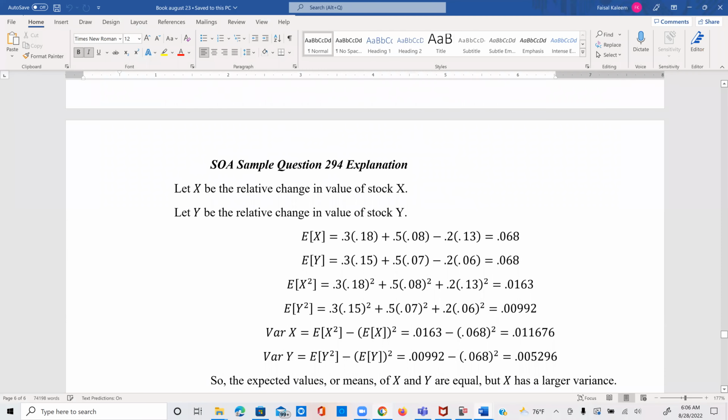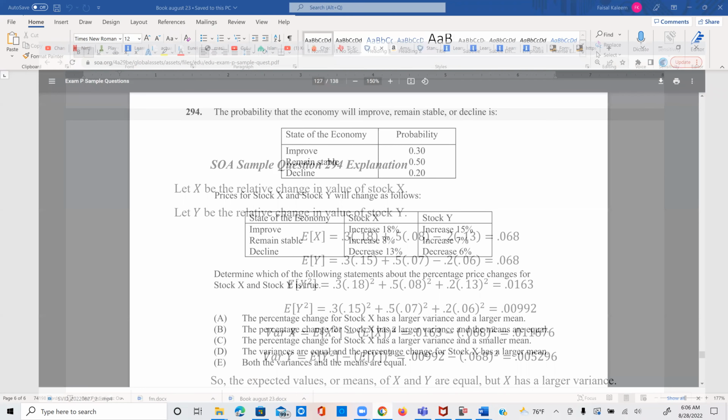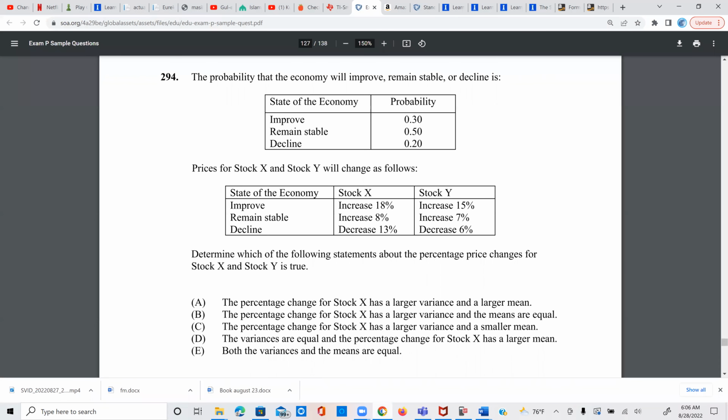So let X be the relative change in value of stock X and Y be the relative change in value of stock Y. So relative change or percentage change could be talked about. The reason why we mentioned relative change is that the table given to us is about increase and decrease. When we say, for example, 18% increase, it means 18% increase compared to its current value. And therefore, we have to talk about either the relative change or the percentage change.